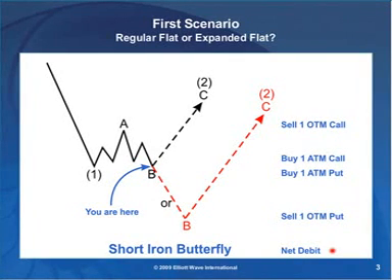Net, we still end up with a net debit. Net debit meaning it's a cost, a cash outflow. But if we structure these short iron butterflies properly, we can achieve a decent risk-reward ratio. A lot will depend on what the implied volatility is at the time that we get into the position.